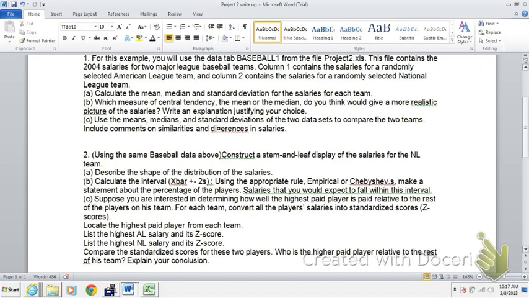Okay, so for Part B, I pretty much answered that for you. It says, not for Part B, for Part A, describe the shape of the distribution of the salaries, after you've basically constructed your stem and leaf. So we did that. Then in Part B, it says calculate x bar plus or minus 2 standard deviations, and then use the appropriate rule, the empirical rule or Chebyshev's rule, to make a statement about the percentage of players' salaries that you would expect to fall within this interval. Well, I'll give you a hint.